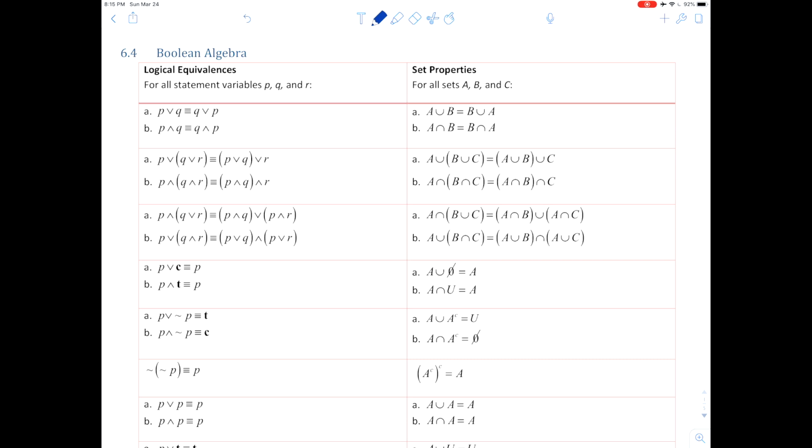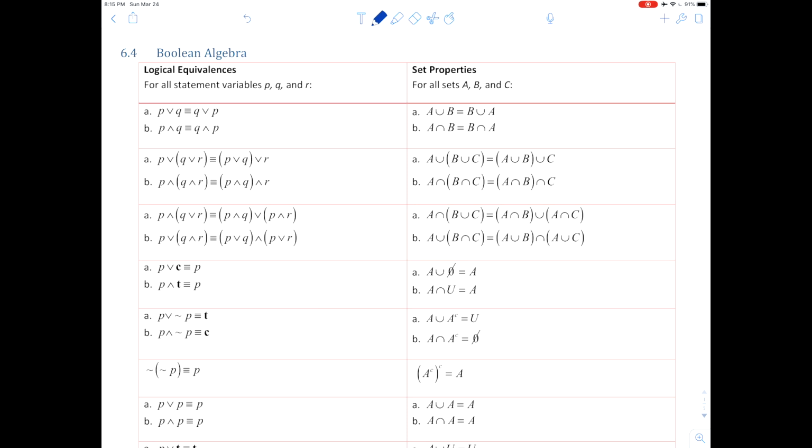So far we've learned about logical equivalences using the P's and Q's and the notation that goes along with that, or statement variables P, Q, and R. And we've also used set properties, so for all sets A, B, and C. I'm not going to read through all of these things because you'll get very bored and probably fall asleep, but I'll scroll through slowly just in case you don't have the handout.